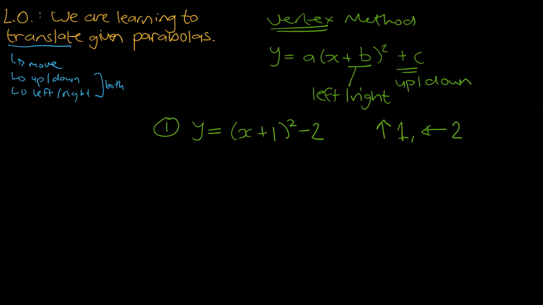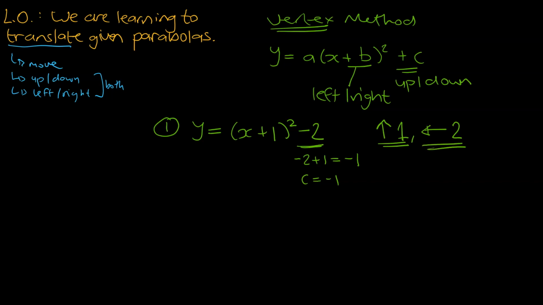So we've got to think what's happening here. We are adding 1 to this C value. So that would be negative 2 plus 1, which is going to become negative 1. So that means our new C value will be negative 1.